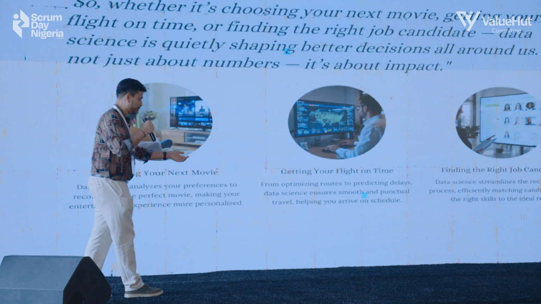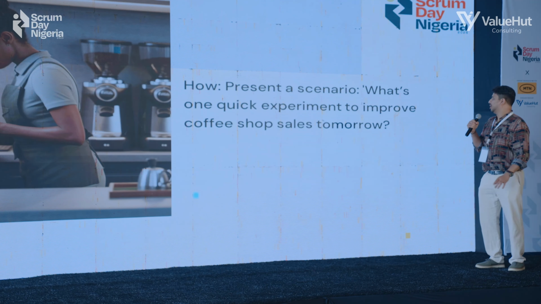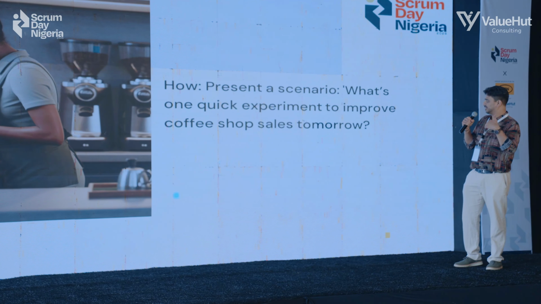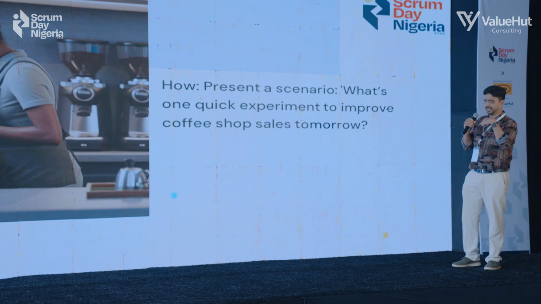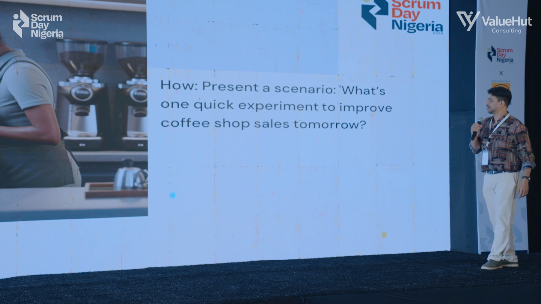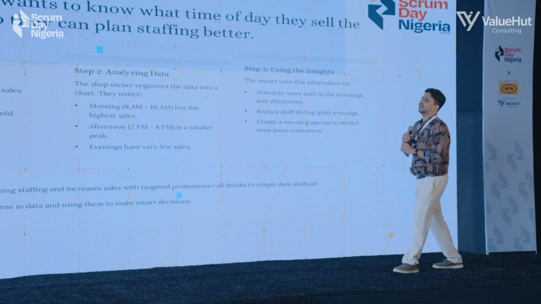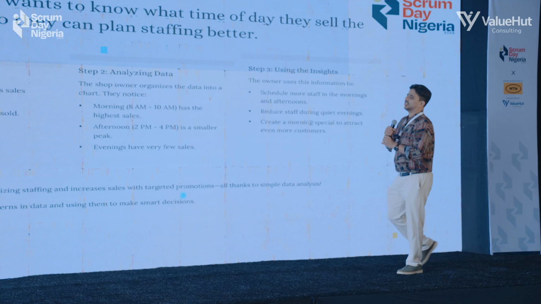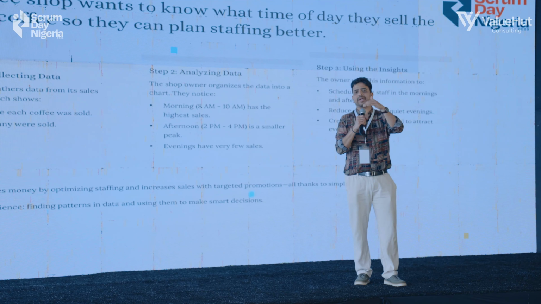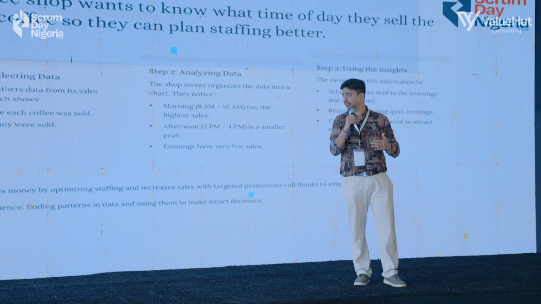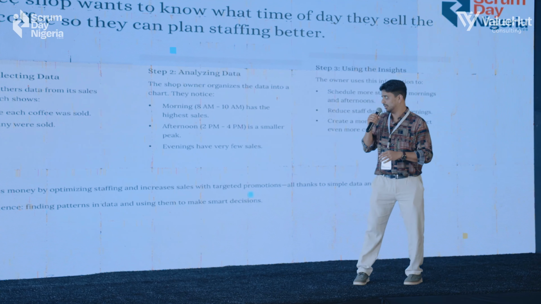This is a simple example I would like to illustrate: the coffee shop example. How to improve coffee shop sales? Let's do a quick experiment here. I guess most of you have been to coffee shops, right? It's usually very busy at the beginning of the day, then gradually the crowd becomes less during the afternoon, and in the evening it might again have an increased amount of people coming to the coffee shops.